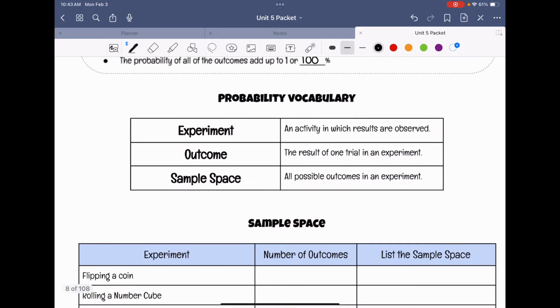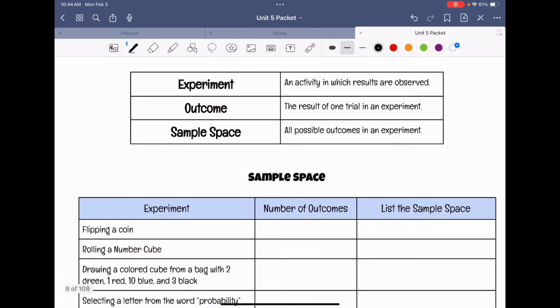Our probability vocabulary. So an experiment is an activity in which results are observed. So like us spinning the spinner in our last lesson. An outcome is the result of one of the trials in our experiment. And our sample space would be all the possible outcomes in an experiment. So let's go ahead down below and talk a bit about sample space.